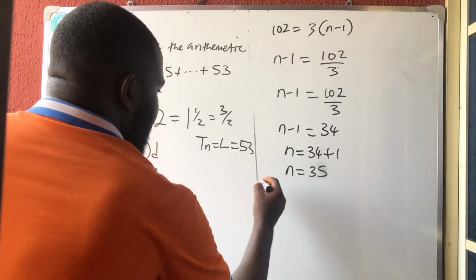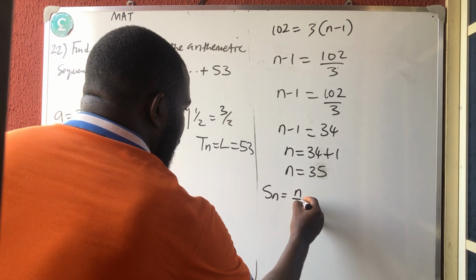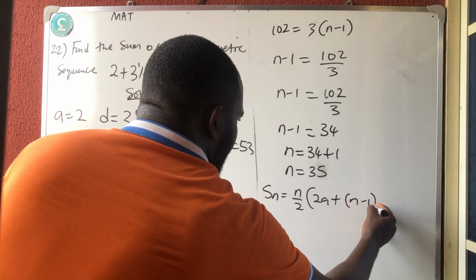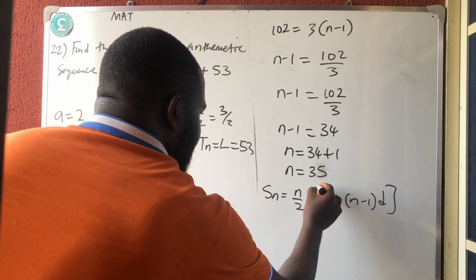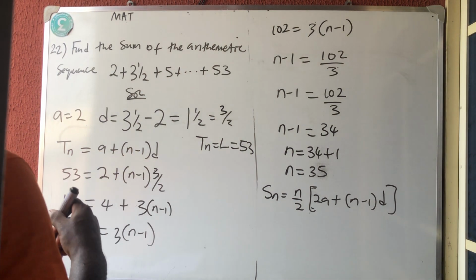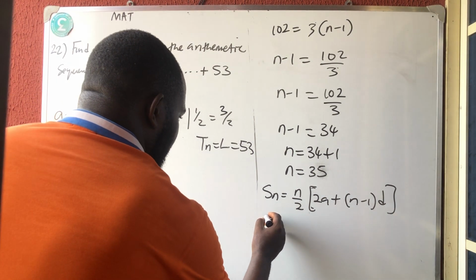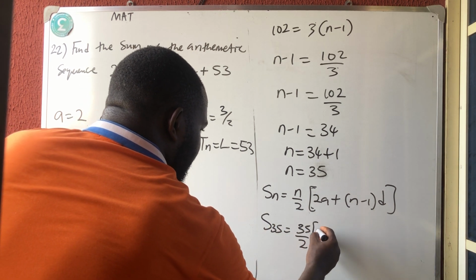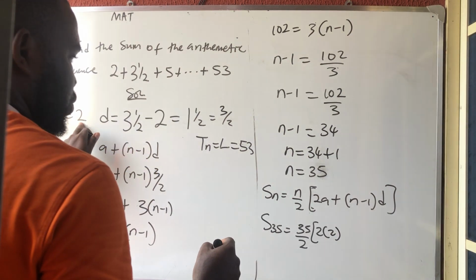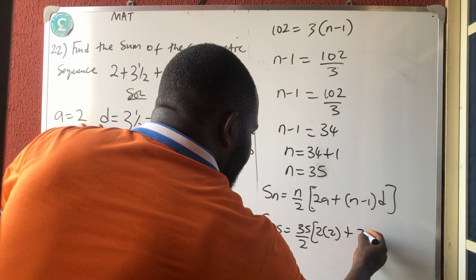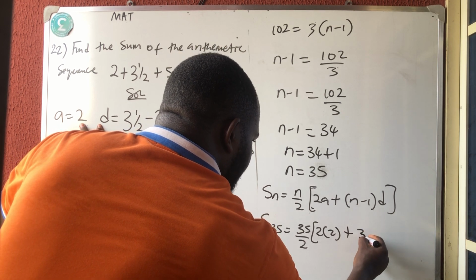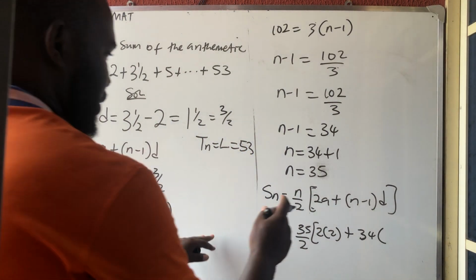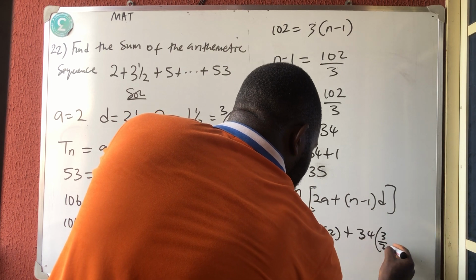Which means the sum of terms, Sn, is equal to n over 2 bracket 2a plus (n minus 1) d. Don't forget this formula. This is the formula for the sum of an arithmetic progression, so you can check my video on arithmetic progression. So S35 is equal to 35 over 2 bracket 2 into 2, because my a is 2, plus 35 minus 1, which gives 34, times my d, which is still 3 over 2.